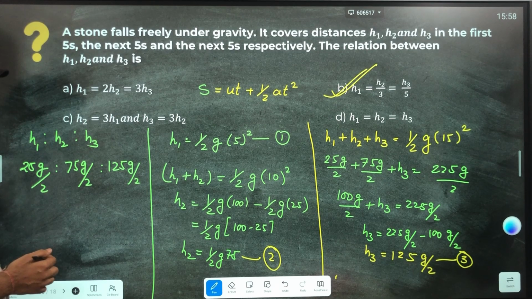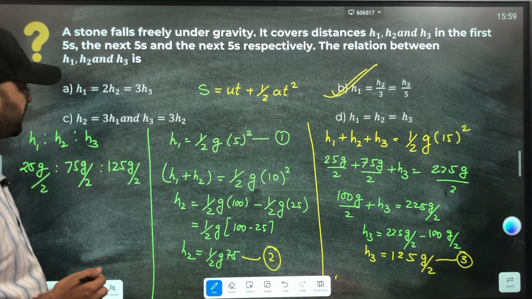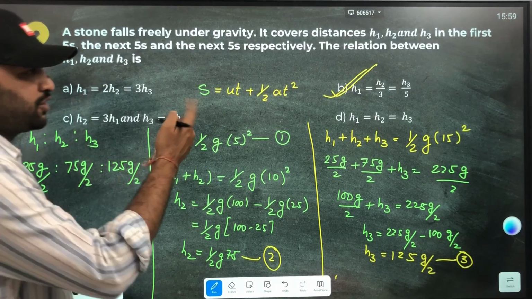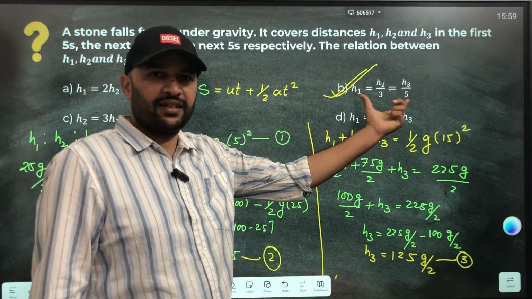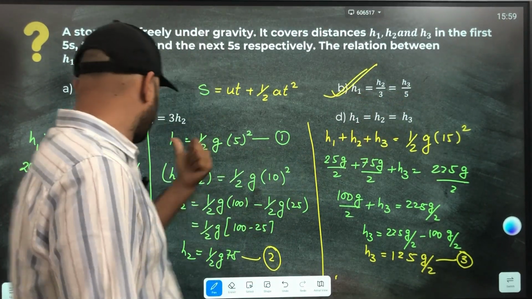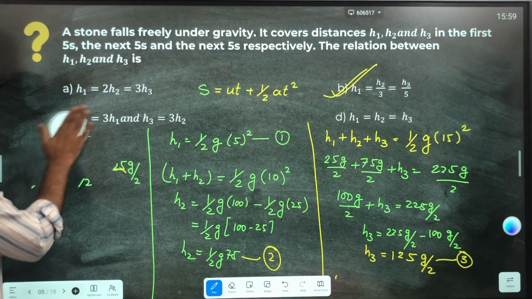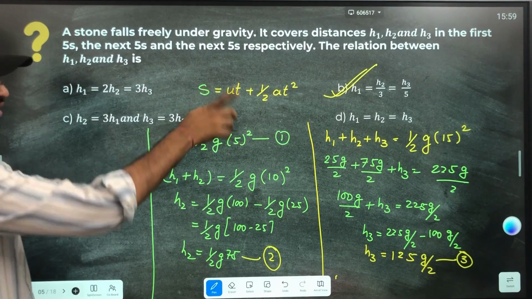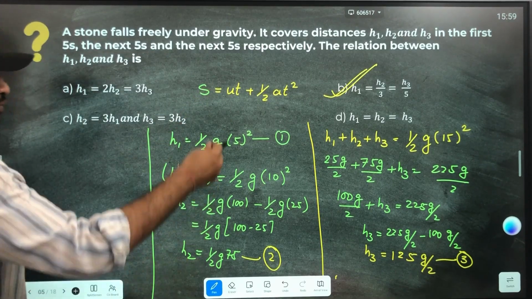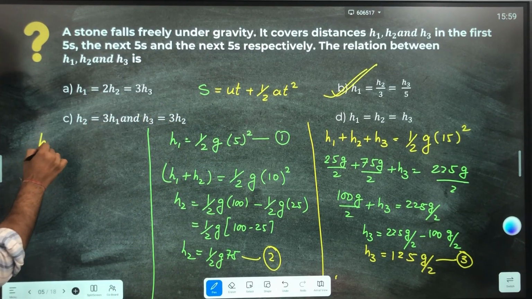Okay, clear? But they are saying find the ratio of h1 is to h2 by 3, or we have to prove it like this, no? So let's prove it like this. We don't have to find the ratio in this way. If you find the ratio, you will get that same thing, but let's find each one of them. Okay, so h1 is h2 by 3.